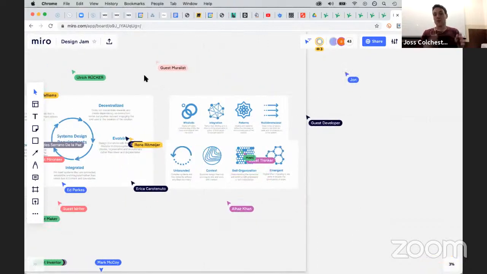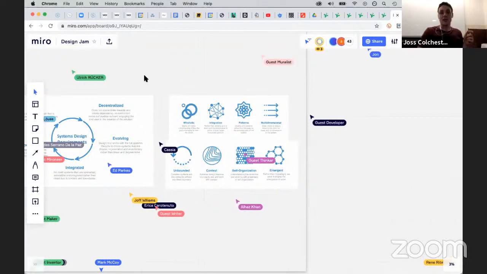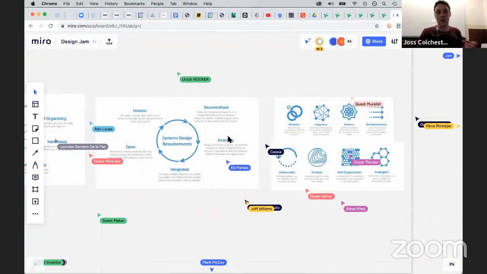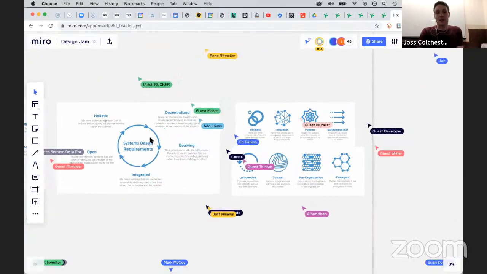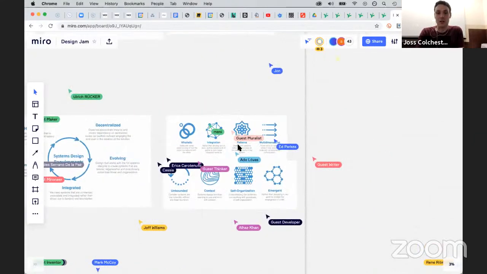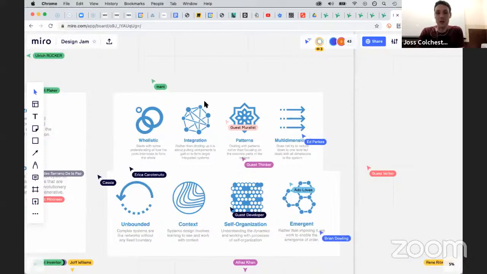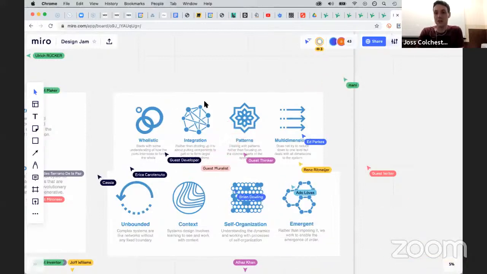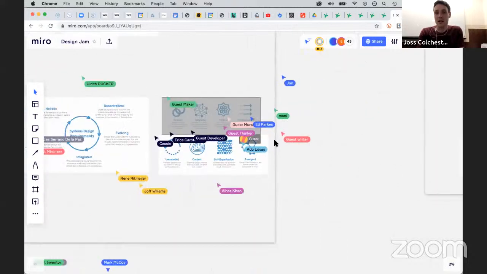So over the course of the next 2 or 3 sessions, we'll explore all of these here. Subcategories of those. Today we're just going to look at 2 of them. This first one, which is about holism. So we're going to talk about holism, integration, patterns, multidimensional, so on and so forth. We're going to look at these.